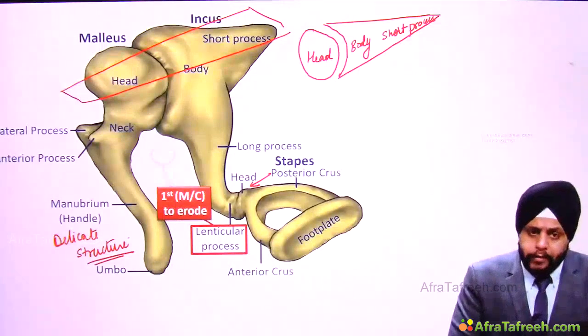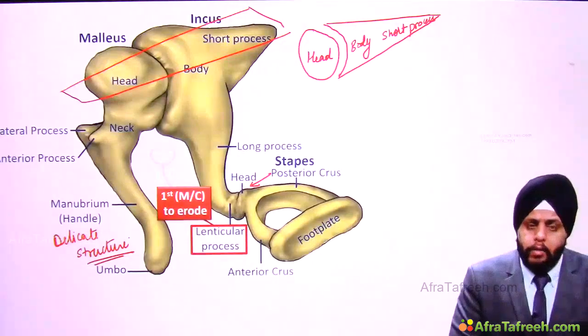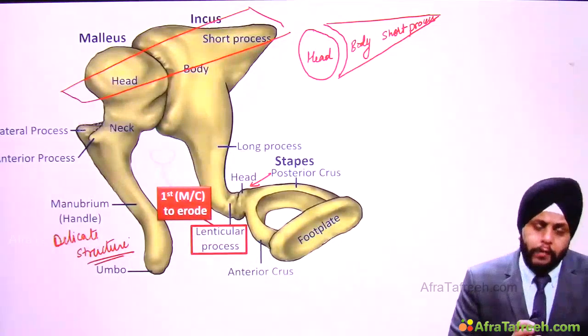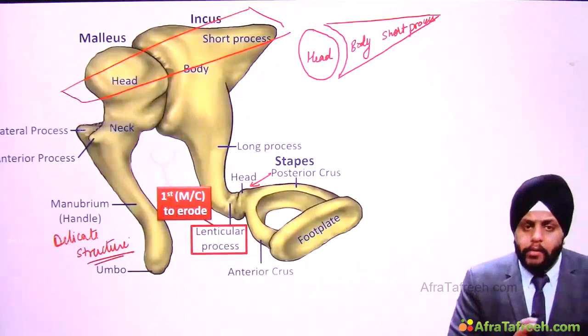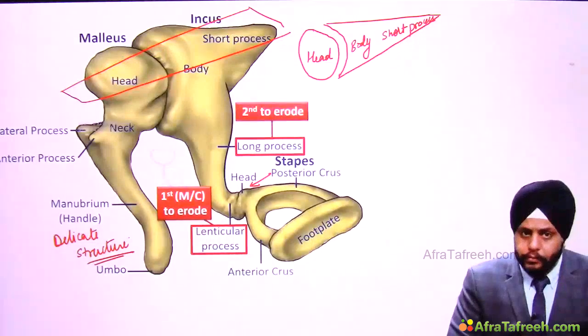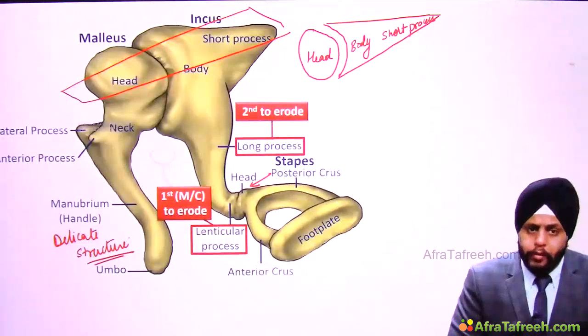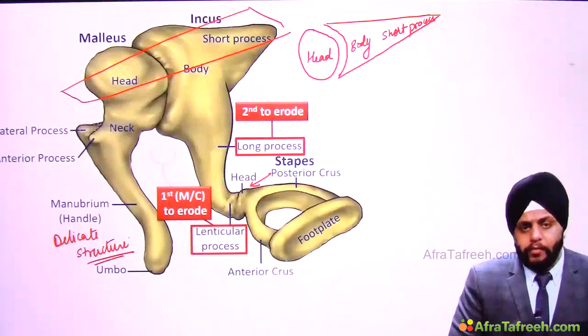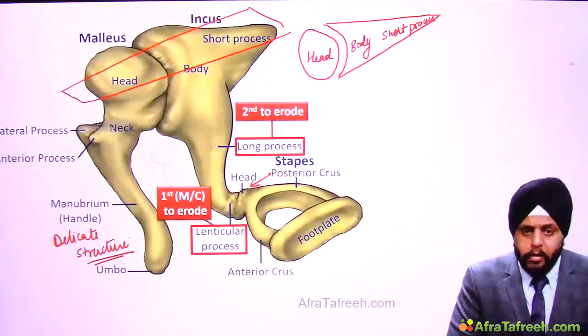Now, if the lenticular process is not given in your exam, you know many a time in the undergraduate exams, they skip the lenticular process. If that is not there, then remember, the second to undergo erosion is the long process of incus. So you have to mark the long process of incus if the lenticular process is not given. And you know, in a race, the first and second person may be important, but the most important person is also the last person.